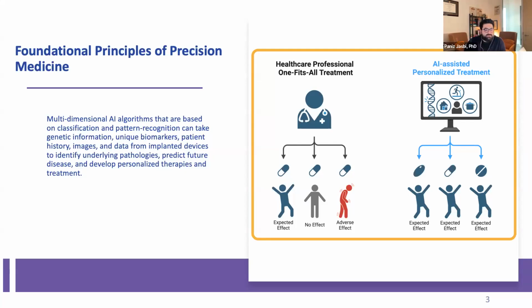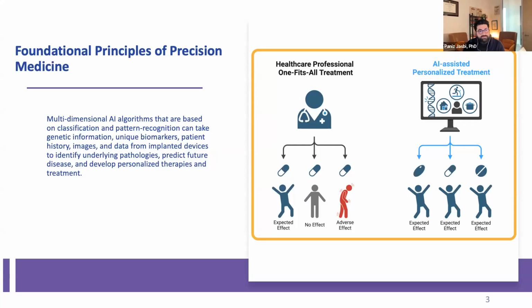Now, you may have three different outcomes, right? You can have an expected effect, which is what we want to see. Patient improves their condition, lab values become normalized, the patient reports an increased sense of well-being. You have no effect. And then, unfortunately, you also have adverse effects. So the goal of our AI algorithms is to be able to complete more advanced pattern recognition, use everything from genetic information that we're provided, unique biomarkers that we elucidate, patient history, even some imaging data. And the goal is to not just identify these underlying pathologies, but also to predict future disease risks and then develop personalized therapies where the goal is to increase the proportion of those expected effects.